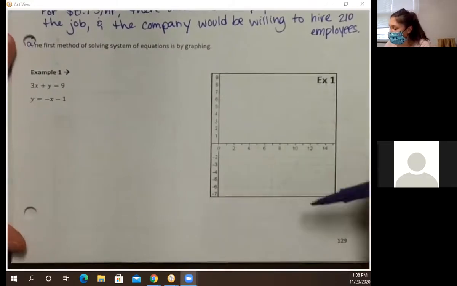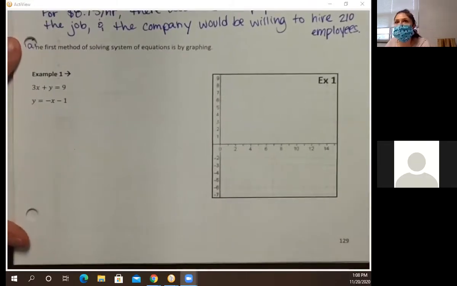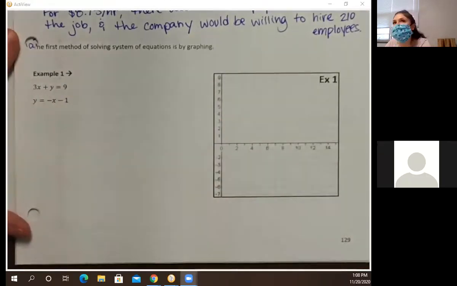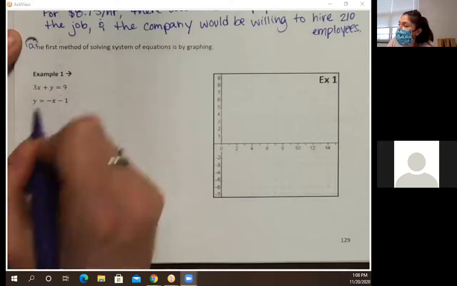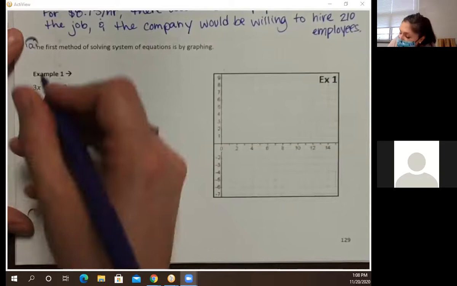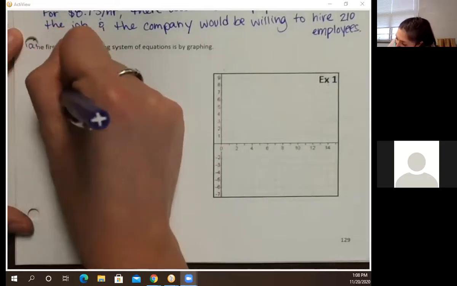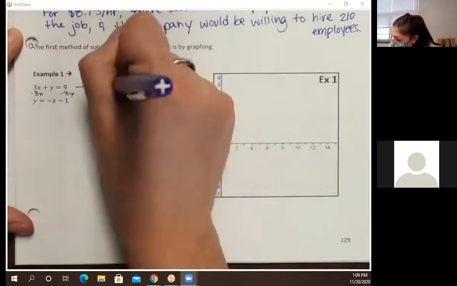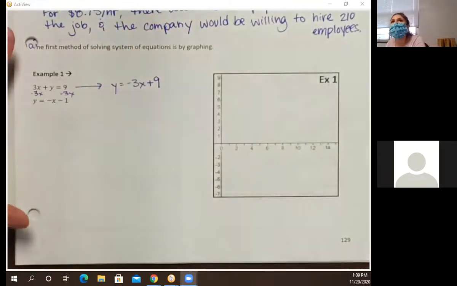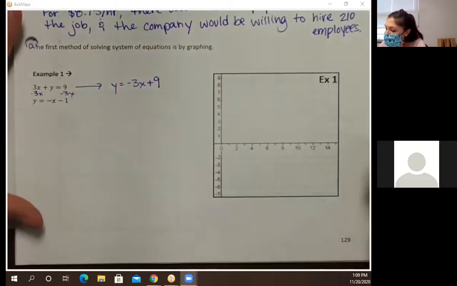So for my first example down here towards the bottom of page 129, we have two equations and we want to solve our system by graphing. So that means I want to graph each of these lines and look at where they intersect. This first line is in standard form. I'm going to change that to slope intercept just to make it a little easier to graph. So I'm going to move this 3x to the other side. So this would become y equals negative 3x plus 9. And then I have slope intercept form, so I'm going to graph this.